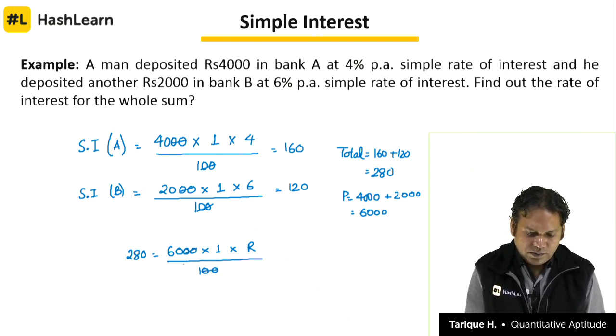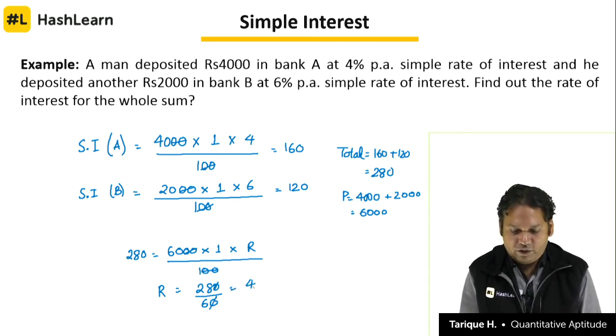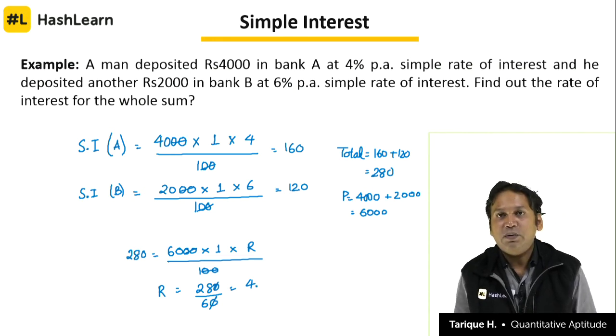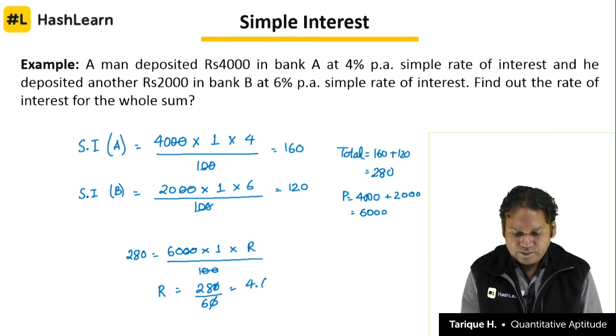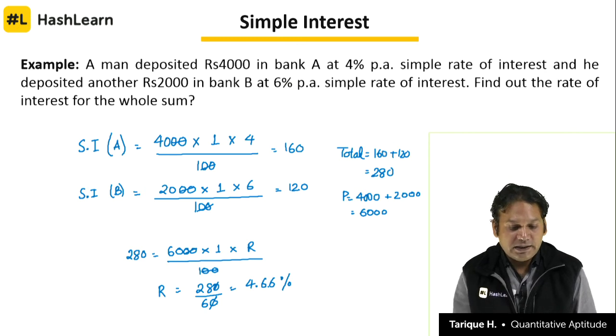So cancel zeros. R equal to 280 by 60. 6 into 4 is 24. 4 is left, 0.40. 6 into 6 is 36. Again 4. So 4.66%. What is the rate percent? 4.66%. This is how we are calculating here.